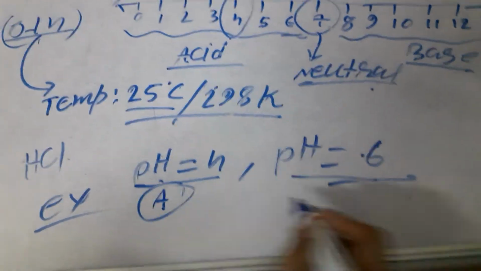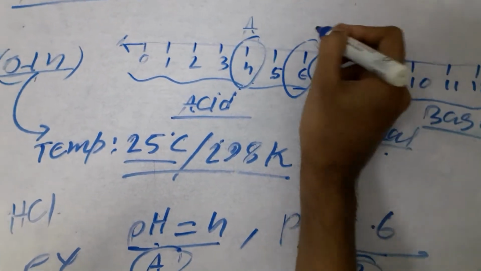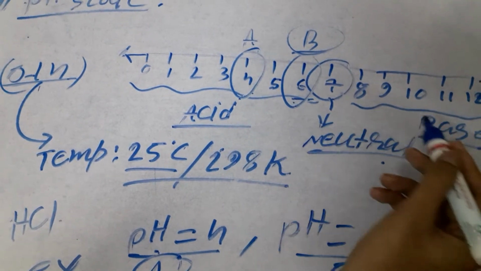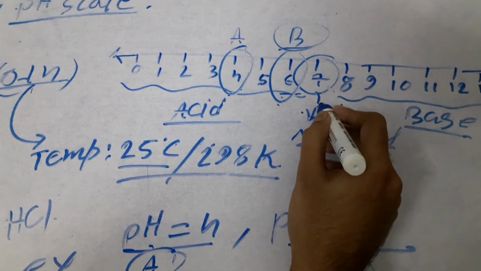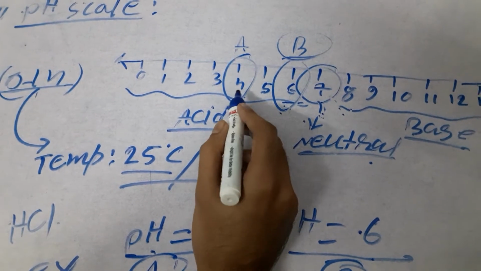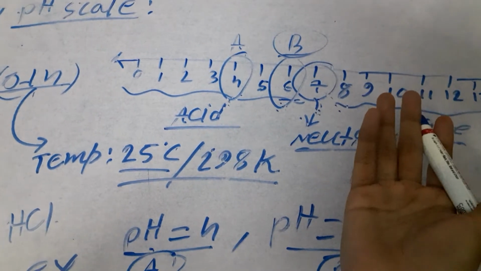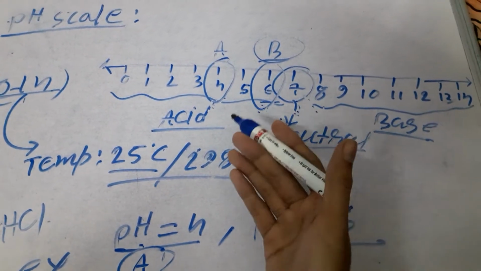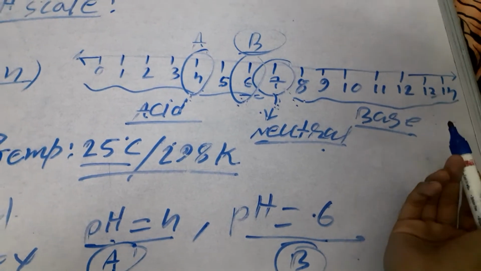For example, take compound A and compound B. Compound A is at pH equals to 4, and compound B is at pH equals to 6. Since compound B is nearly neutral, that is pH equals to 7, it's not much acidic, whereas the compound at pH equals to 4 is much more acidic than compound B. It's easy to use the pH scale to determine how acidic something is or not. Similarly, we can measure base character easily.